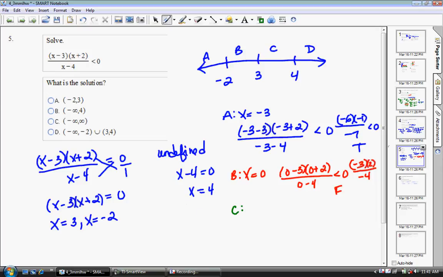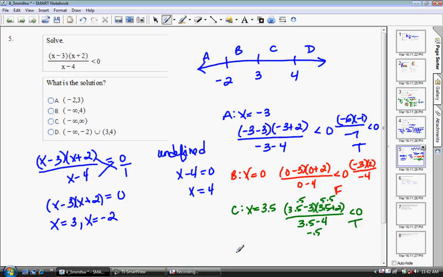In region C, we need to choose something between the 3 and the 4, so unfortunately we have to use a decimal. So if we use 3.5, we would have 3.5 minus 3 times 3.5 plus 2 divided by 3.5 minus 4. Is that less than 0? Well, this would be a positive, right? 0.5 times 5.5. This would be a negative 0.5. So positive times a positive is positive, divided by a negative would be negative, so this would be true.